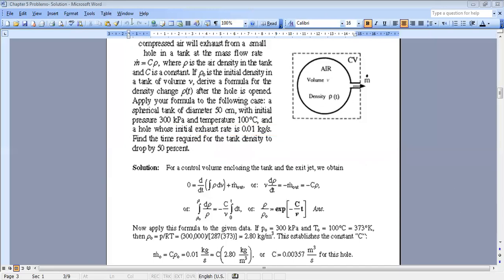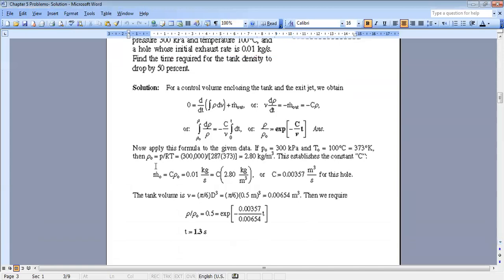Let us see here what they did. As we said, first they found rho 0 from P over RT, then they replaced into m dot 0 equals c rho 0 to find c. Of course, for the tank volume they gave us the diameter, so the volume is pi over 6 d cubed, and now we have all our constants. So we replace into the equation rho over rho 0 by 0.5, and the only unknown will be the time t we get.